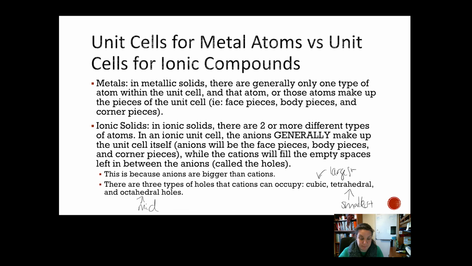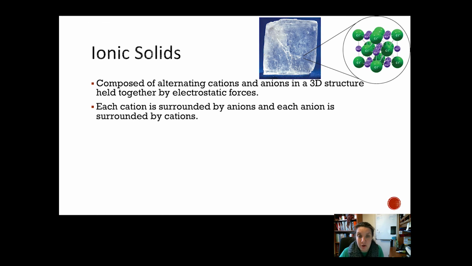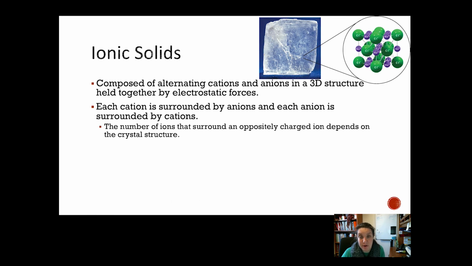Okay, so our ionic solids themselves, remember we've got alternating cations and anions, so every cation is surrounded by anions, every anion is surrounded by cations, and they're held together by ionic bonds. It is very specific that our cations are surrounded by anions which are surrounded by cations. We do not have anions touching each other, we do not have cations touching each other. That is going to cause repulsion and make an unstable structure. So we determine the number of ions that surround an oppositely charged ion based on the crystal structure itself. So we'll look at how we do that.